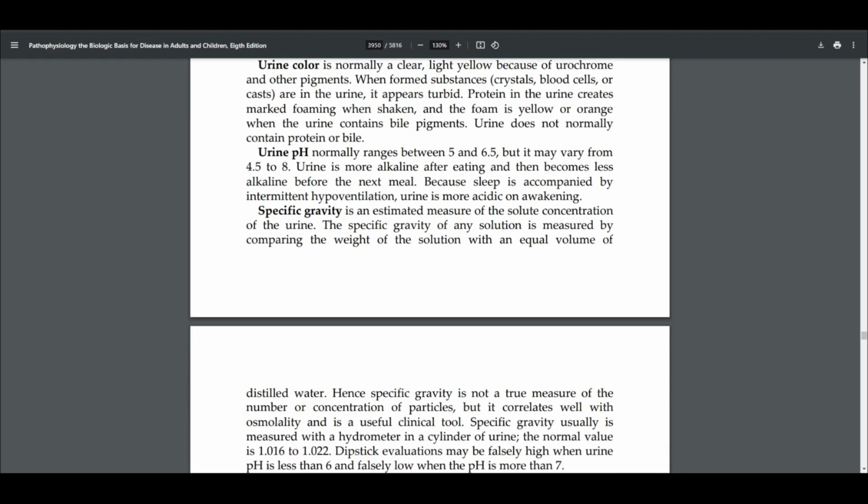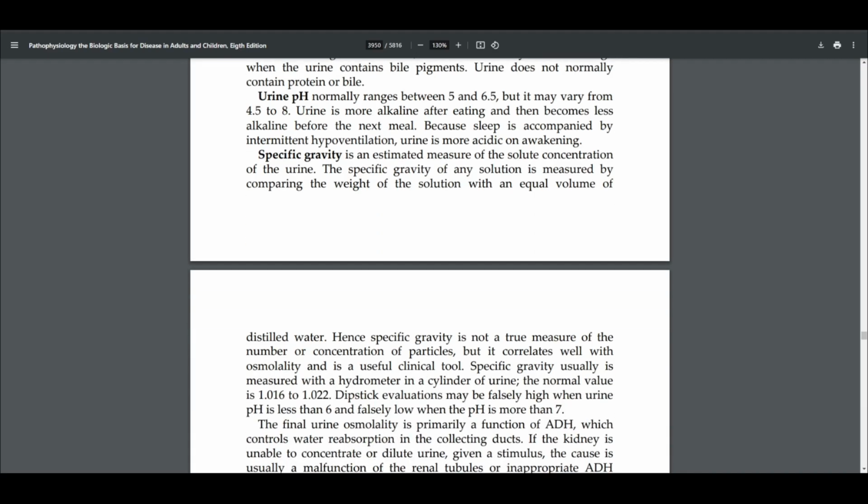Your urine pH normally ranges between 5 and 6.5, but it may vary from 4.5 to 8. Urine is more alkaline after eating and then becomes less alkaline before the next meal. Because sleep is accompanied by intermittent hypoventilation, urine is more acidic on awakening.